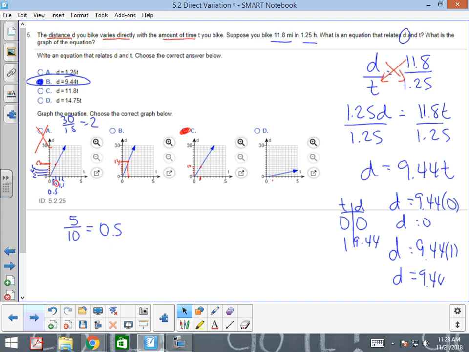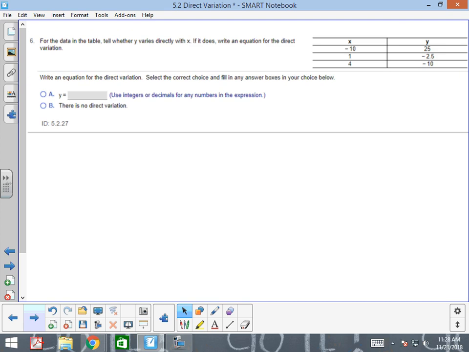Okay, so you're looking at the one that's the closest, because these are not going to be exact when they're decimals. All right, that took a little bit. Sorry about that. All right, number 6.